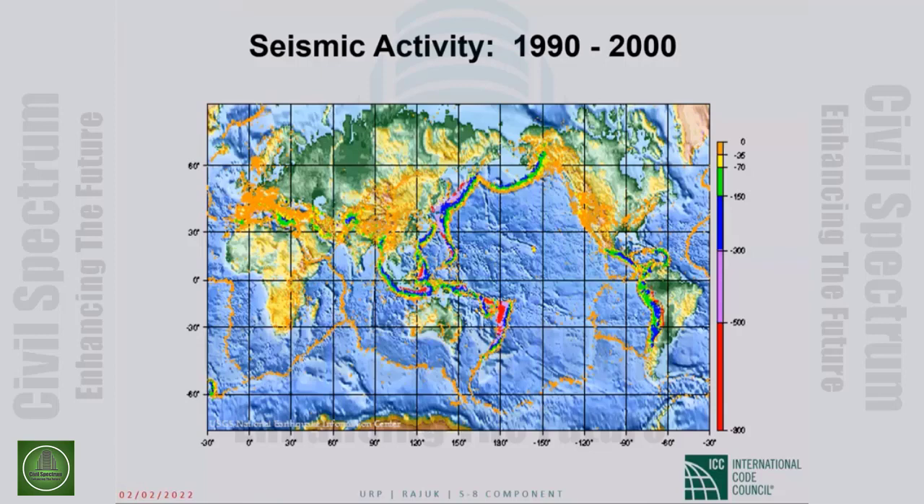The color indicates the depth of the focus. The color that is most common are very shallow focus earthquakes. As you go from that color to this color to green and so forth, you are looking at deeper and deeper focus earthquakes. And you see that shallow focus earthquakes are much more common than deep focus earthquakes. The deepest focus earthquakes in red are few and far between and only in a few parts of the world.